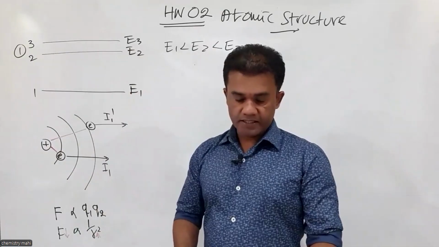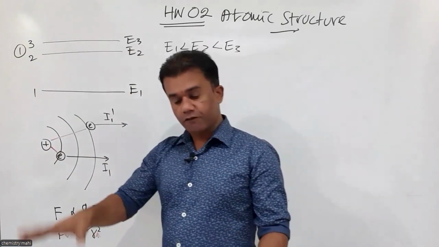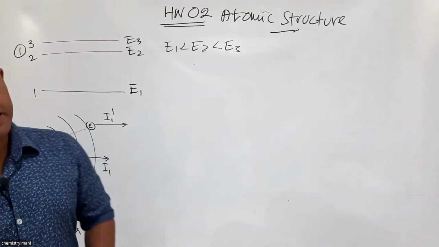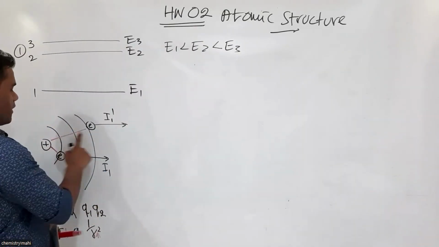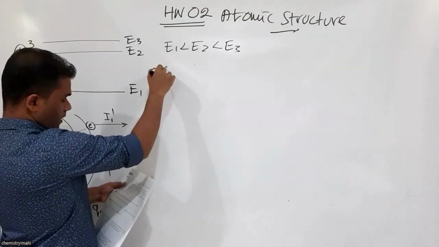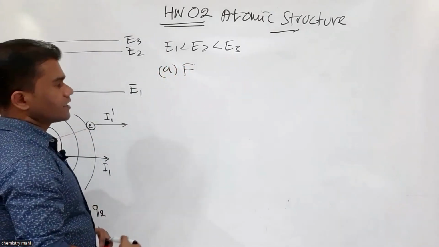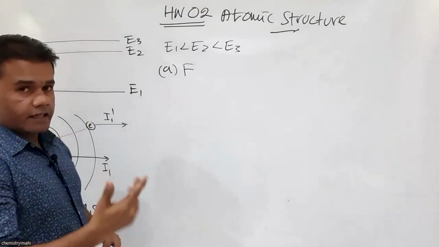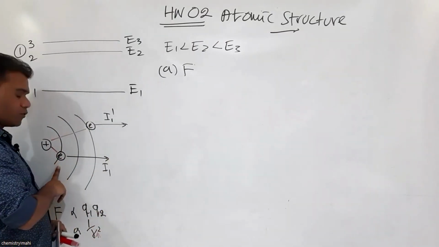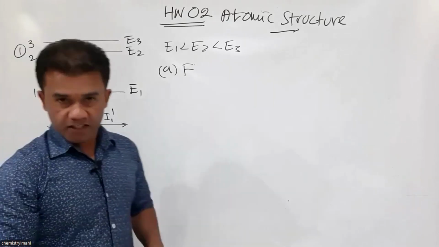Therefore, for this statement: it takes more energy to ionize the electron from n equals 3 than from the ground state, that's completely wrong. n equals 3 is far away, so it needs less energy. Therefore, in question 1, part A should be false. The correct one is that it takes more energy to remove the electron from the first energy level than from the third energy level.